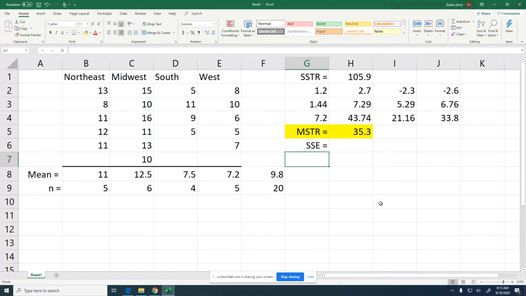SSE, that was the double summation of (xij minus xi bar) squared. But we have another one. Can you remember that? It's (ni minus 1) times si squared. You know the si squared? It was the variance.